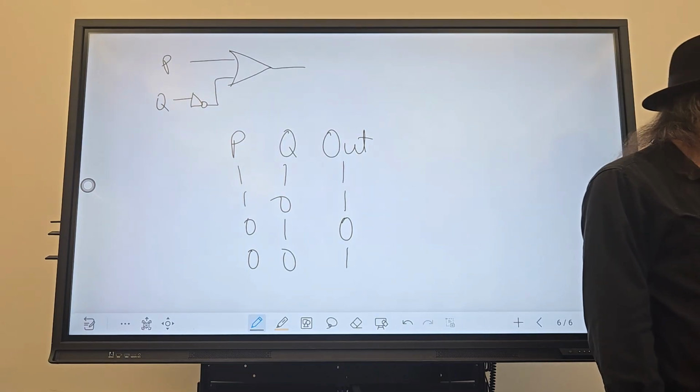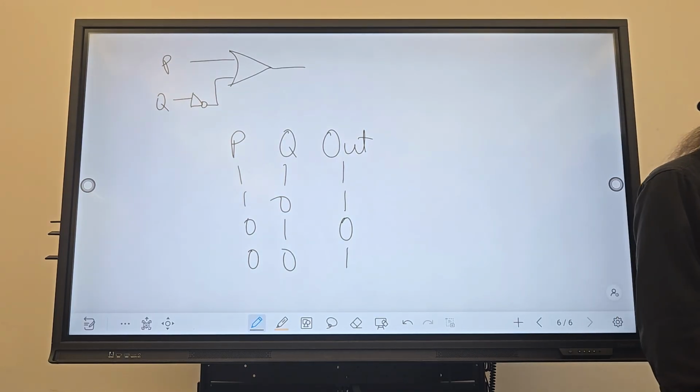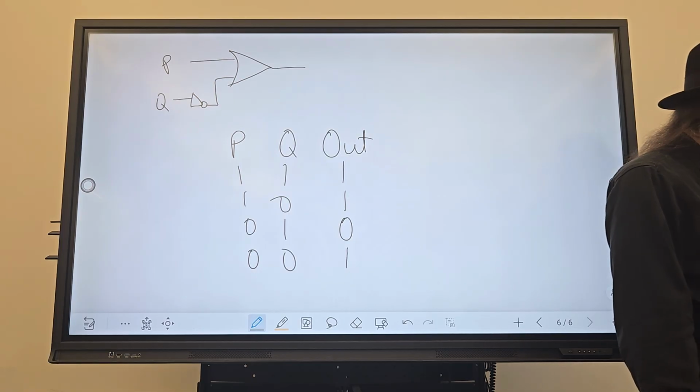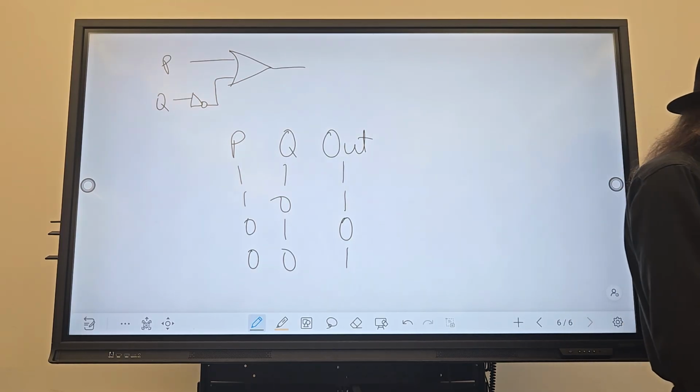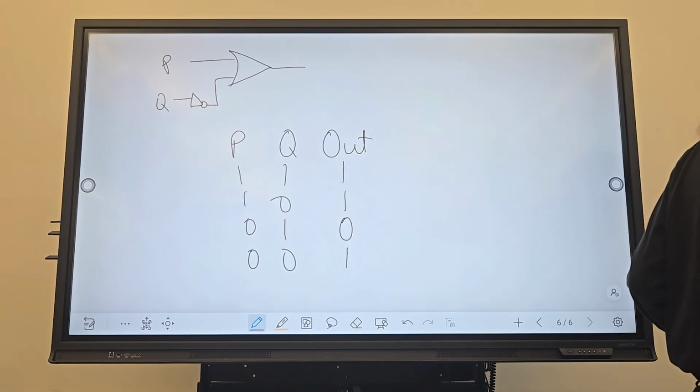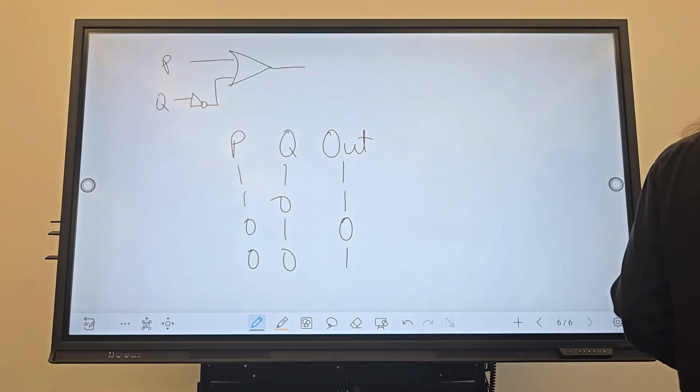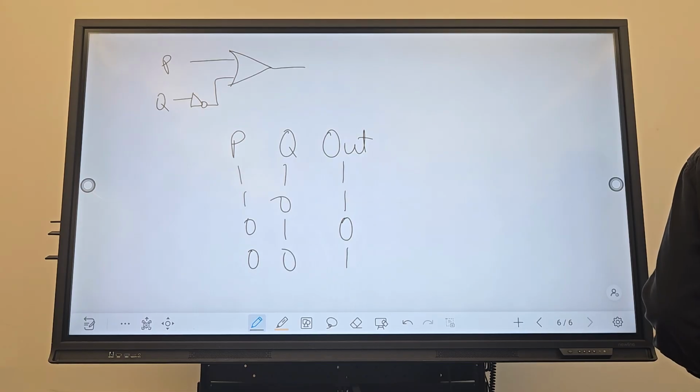Now, a Boolean expression corresponding to a circuit. An expression composed of Boolean variables and connectives AND, OR, NOT is called a Boolean expression. Find the Boolean expression for the following circuit.